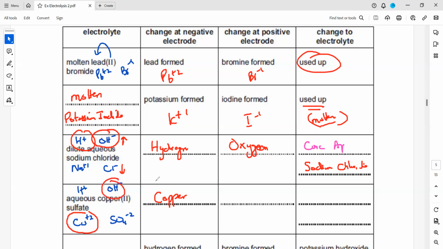So we are left with hydroxide only. If there's a hydroxide discharge, what will be the product? Due to the discharge of hydroxide, there will be oxygen gas.